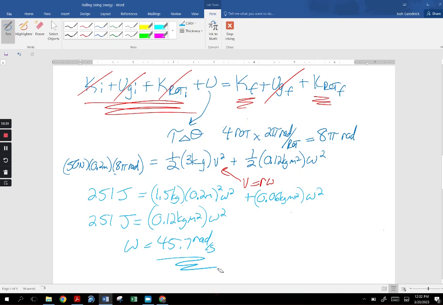And that's it. So the reason this problem was chosen was to actually incorporate work as torque times delta theta, which I screwed up in my original math, but you're welcome.